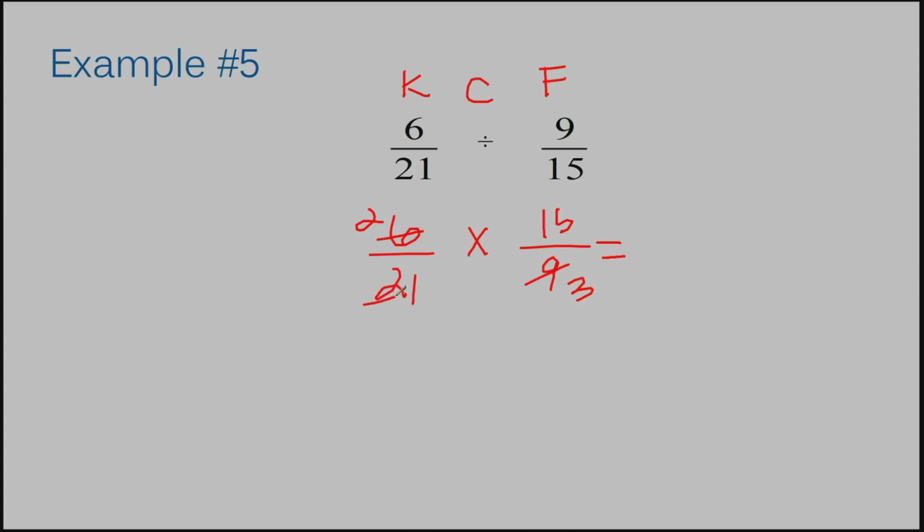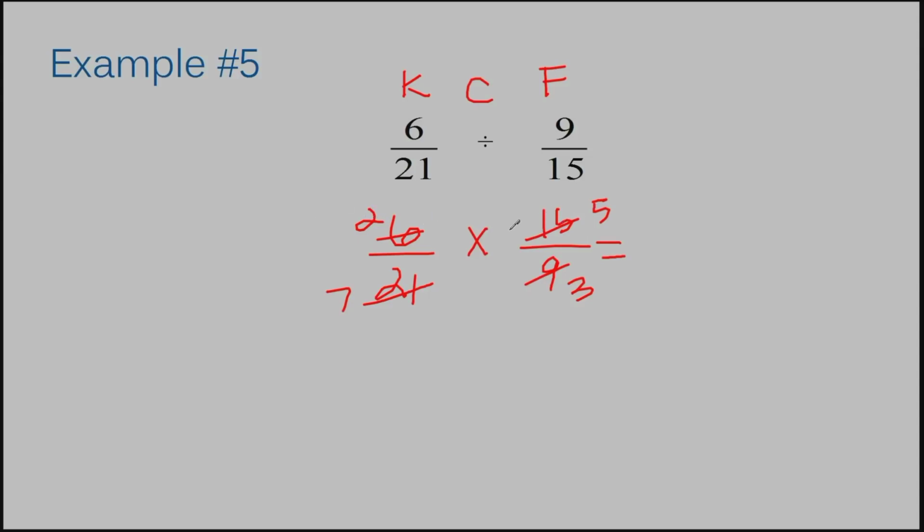21, 7 goes into 21 3 times. And 3 going into the 15, that's 5 times. So now I have new fractions to work with. I have 2/7 and 5/3, okay? So now I'm going to multiply with these numbers instead of the old numbers because that's easier to work with. Basically what I ended up doing to get this is dividing all the numbers by 3.